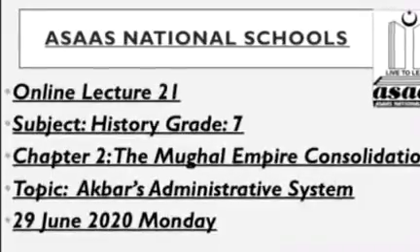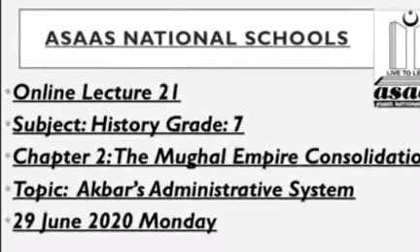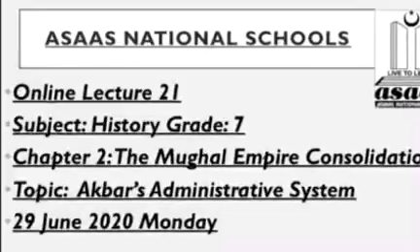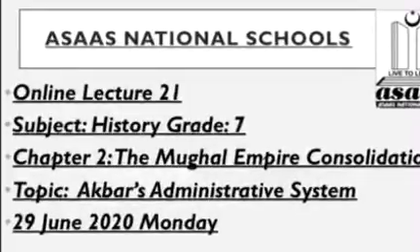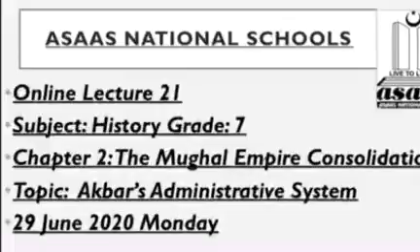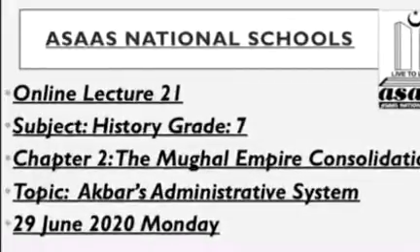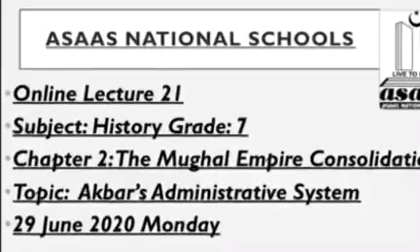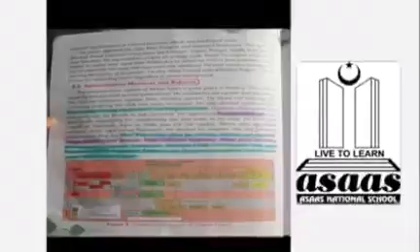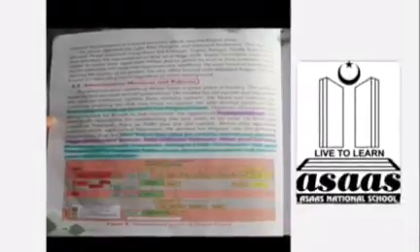So girls and guys, it's online lecture 21, and the subject is history, grade 7. Currently we are studying the second chapter, Mughal Empire consolidation, and the topic is Akbar's administrative system under the banner of administrative measures and reforms, on page number 14, subheading 2.3.